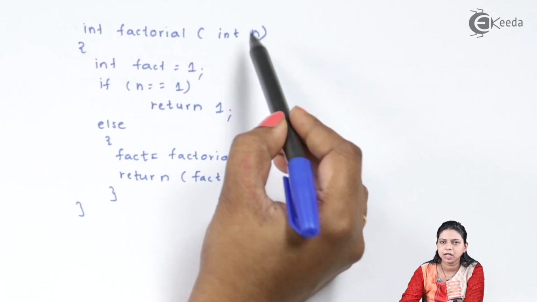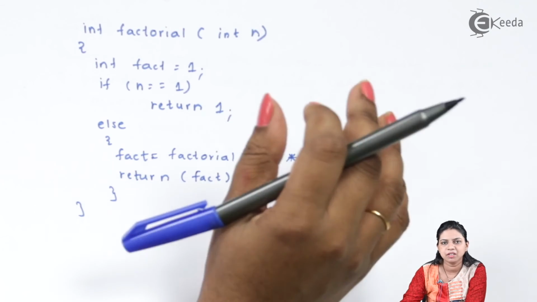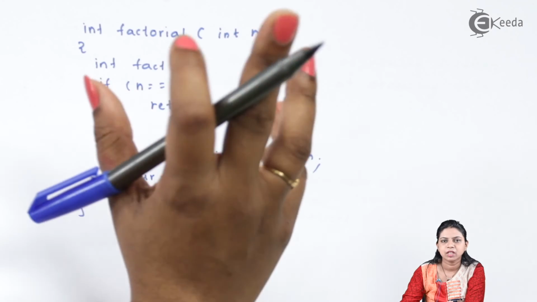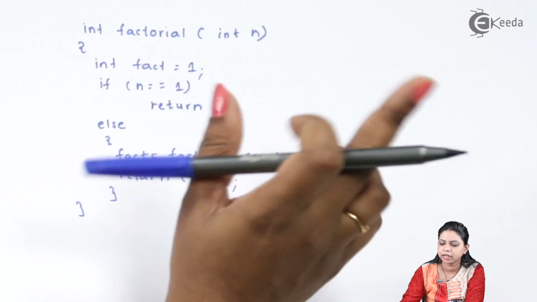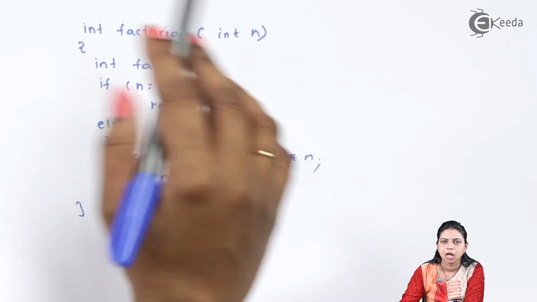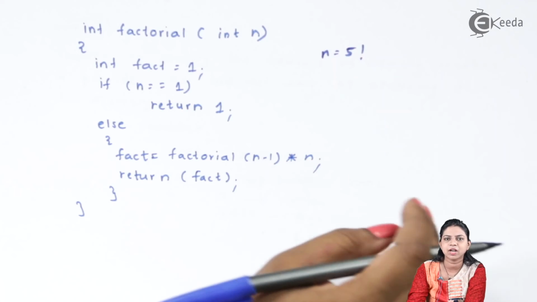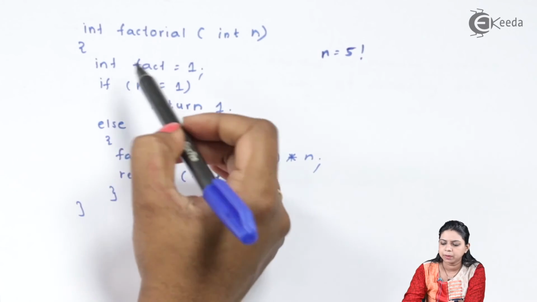Yes, formal parameter. In the main function the parameter is there, and we called it the actual parameter. Then the value of your actual parameter will get copied onto the formal parameter. Now suppose my n value is 5, so it means I am calculating the factorial of 5. Now what will happen here?